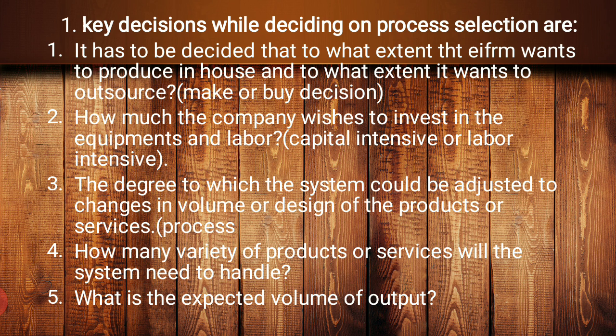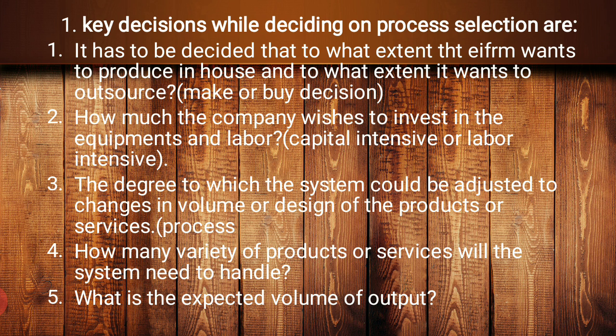So beforehand the manufacturer needs to decide what type of volume it needs, what type of process it needs, what type of adjustment it will require, and accordingly he can make the decision on process selection. Next, the fourth point is how many varieties of products or services the system will need to handle. That means how many types of products or how many varieties of product it needs, that it has to decide.